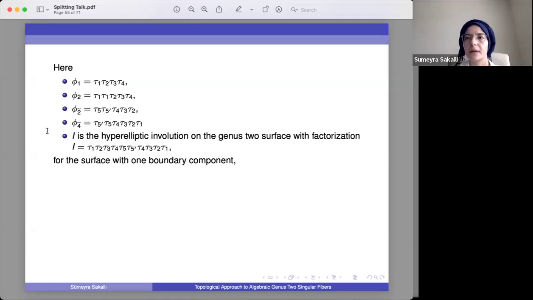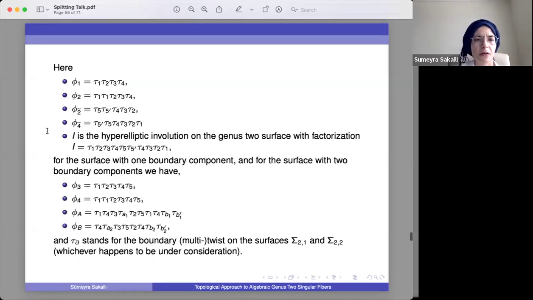I have 5 minutes. So these are all in the paper, but all of these words correspond to such positive factorizations, and here each tau is the Dehn twist around the corresponding vanishing cycle in the fiber.